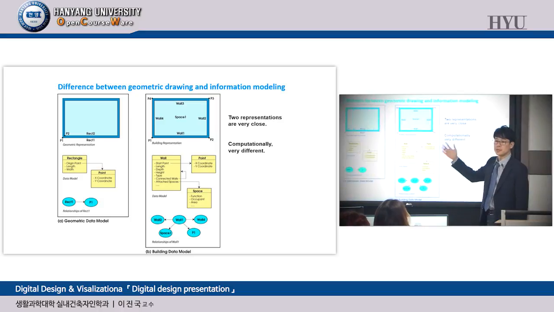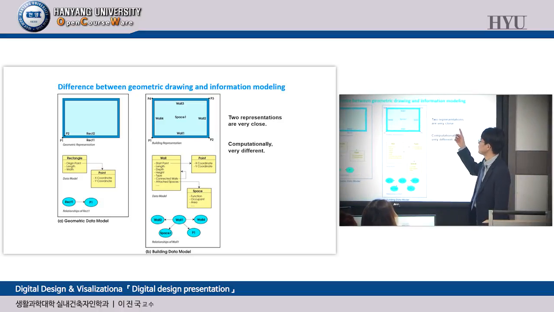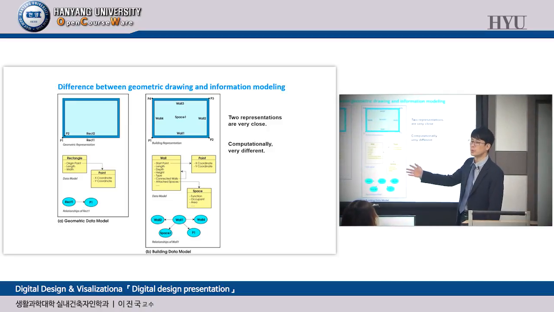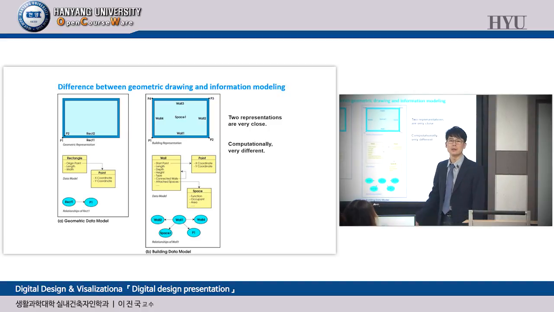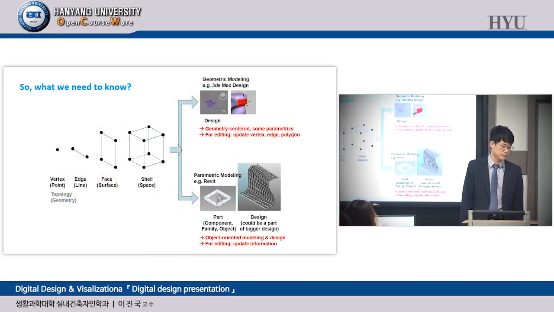They look very similar, okay? They look very close, but computationally they are totally different, okay? That's the point. That's the difference between those two approaches, geometric and information modeling.